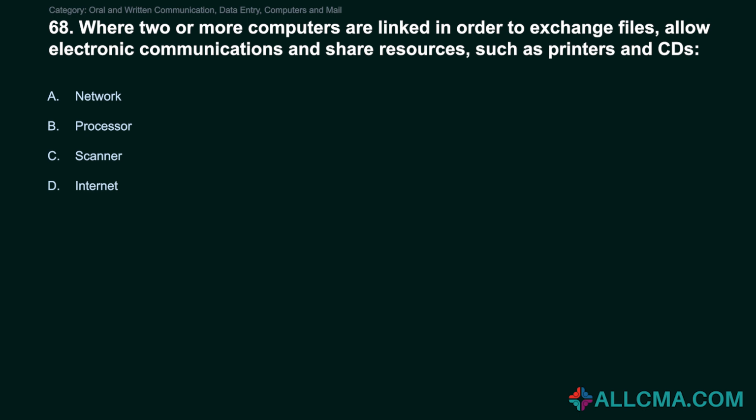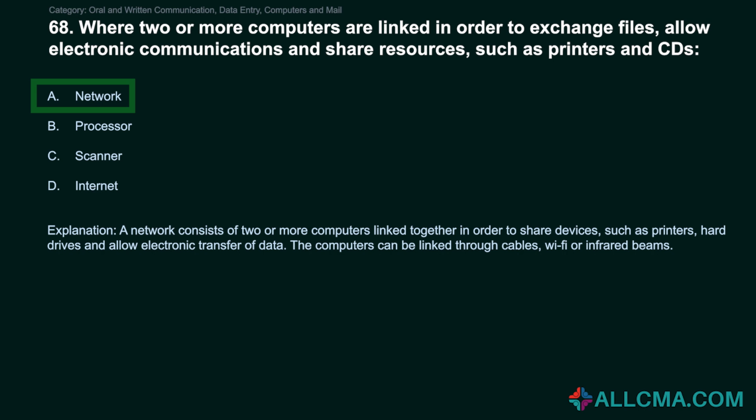68. Where two or more computers are linked in order to exchange files, allow electronic communications and share resources, such as printers and CDs. A. Network. B. Processor. C. Scanner. D. Internet. Correct answer, A. Network. A network consists of two or more computers linked together in order to share devices, such as printers, hard drives, and allow electronic transfer of data.